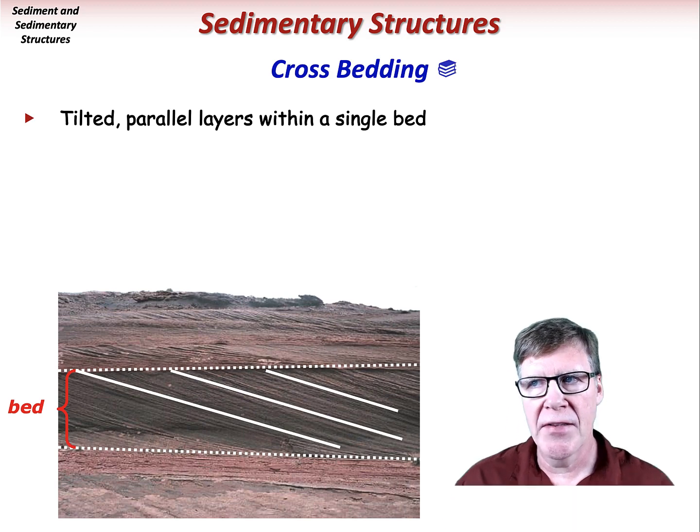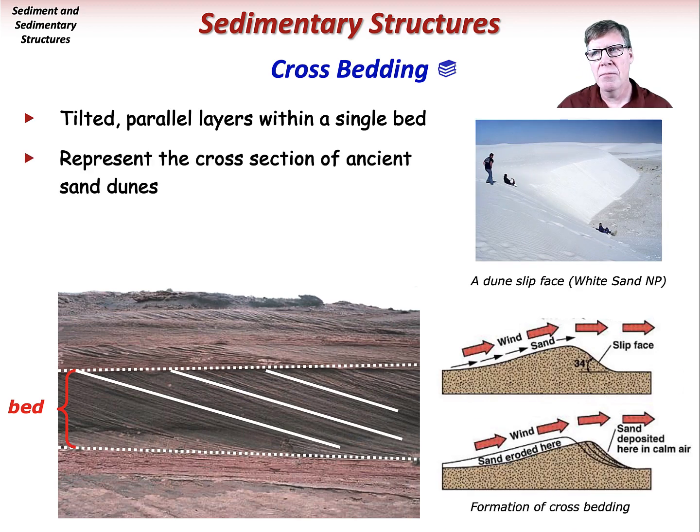These layers represent the cross-section of an ancient sand dune and are formed as wind or water currents build up sediment into a dune shape, with the prevailing current moving the material from the back of the dune to the front. Sand ultimately cascades down the steeper leading edge of the dune, called the slip face, and forms a crossbed in the process.